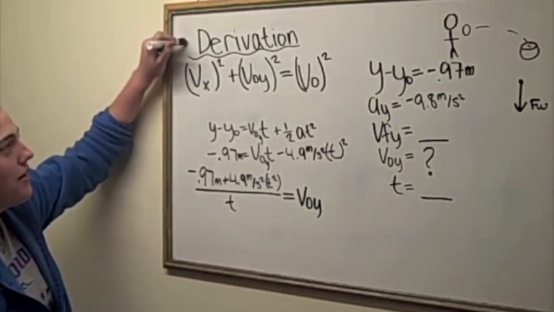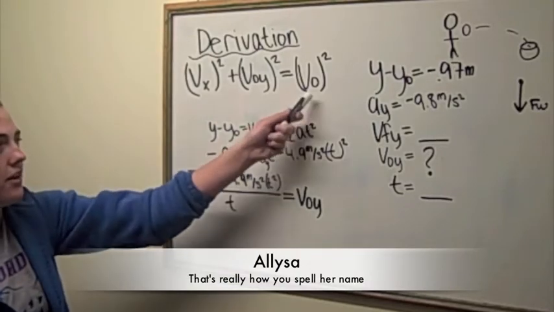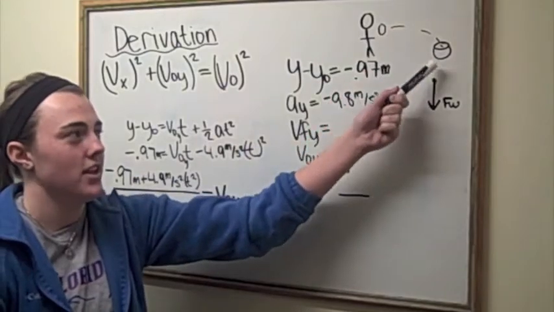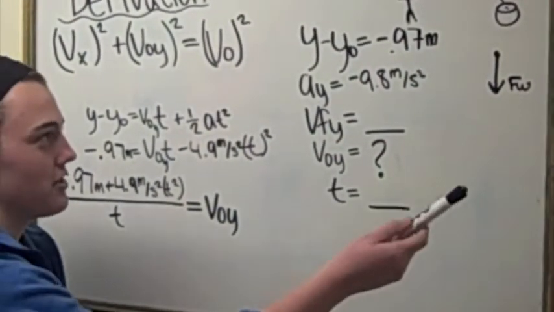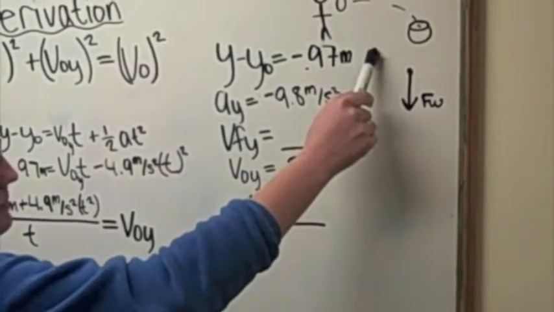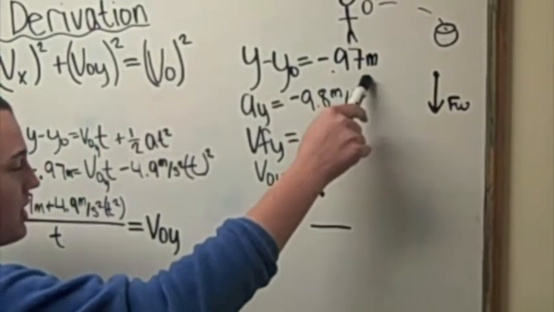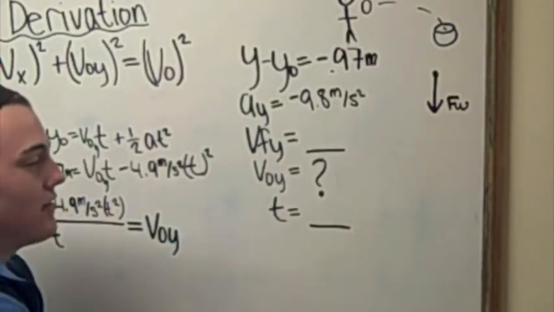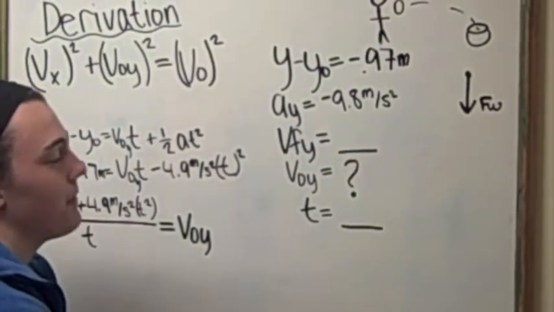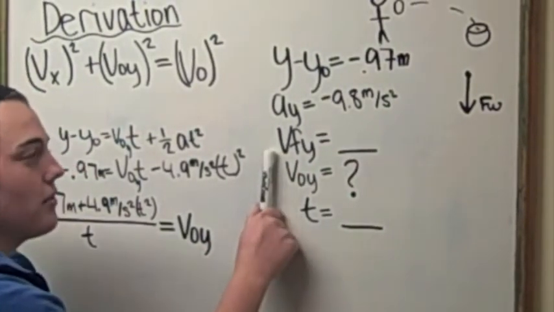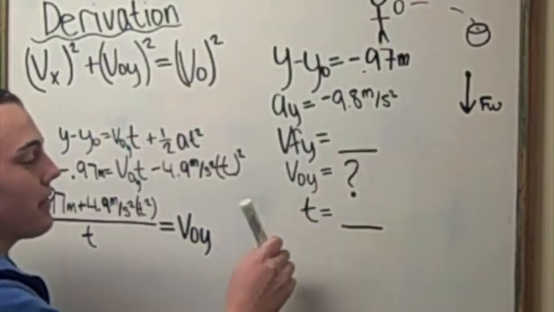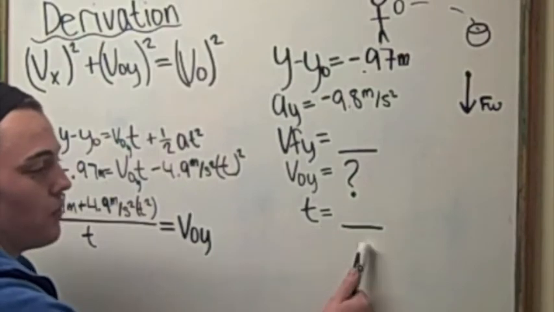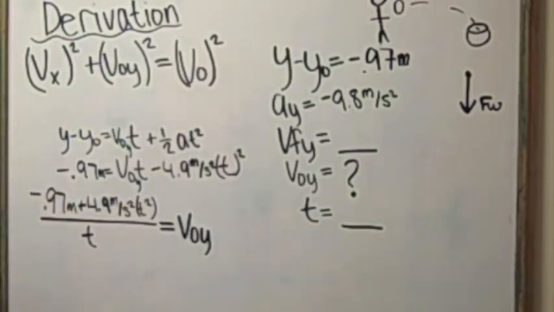We are going to derive an equation so we can find the initial velocity of the ping pong ball when it leaves my hand to get into the cup. So we have our picture, and we know our displacement in the y is negative 0.97 meters. Our acceleration in the y is negative 9.8 meters per second squared. Our velocity final in the y, we don't know. We are looking for our initial velocity in the y. And our time, we're going to be able to calculate using a stopwatch.